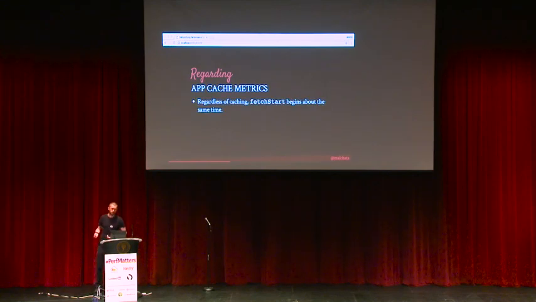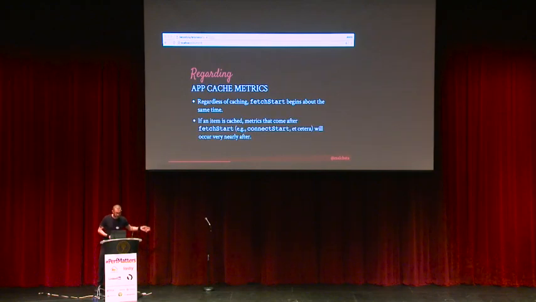Regardless of caching, fetchStart can begin at about the same time, meaning that whether an item is being retrieved from a cache or from the network, fetchStart will signify right around the same time when that request is being made. If an item is cached, metrics that come after fetchStart, especially network-dependent performance metrics such as requestStart, connectStart, and responseEnd, will occur very nearly after, because no network request was made, so there's not really any network activity of note to measure.